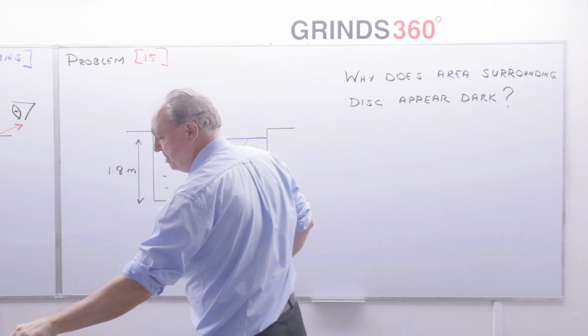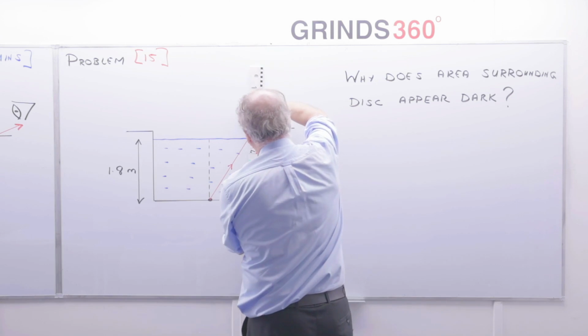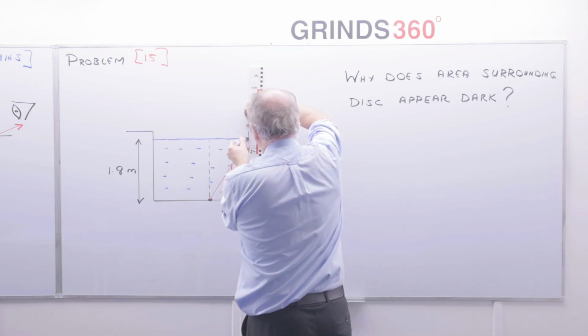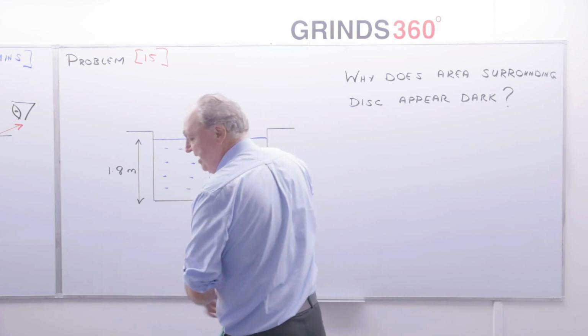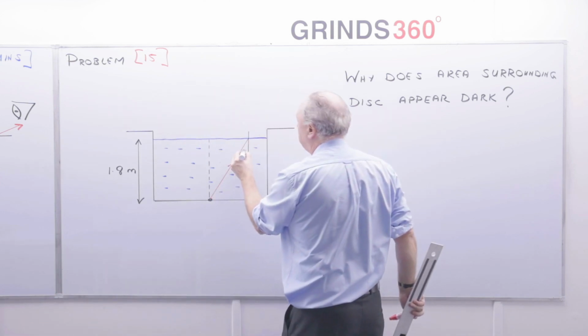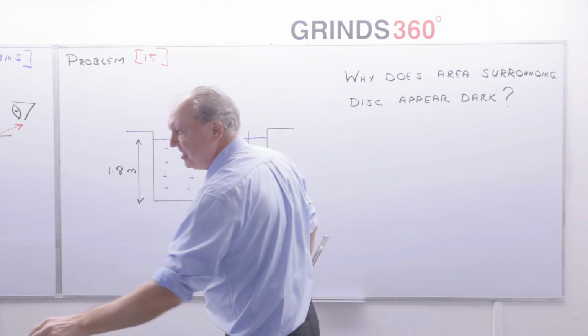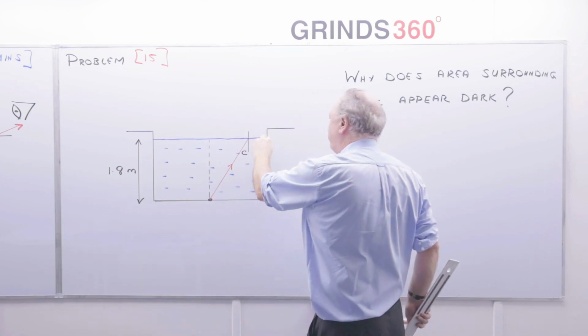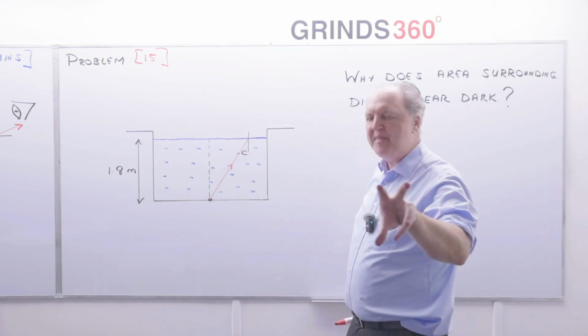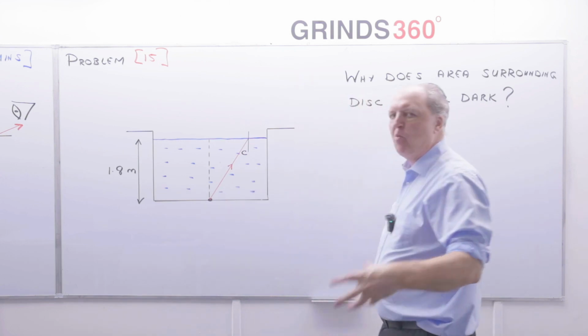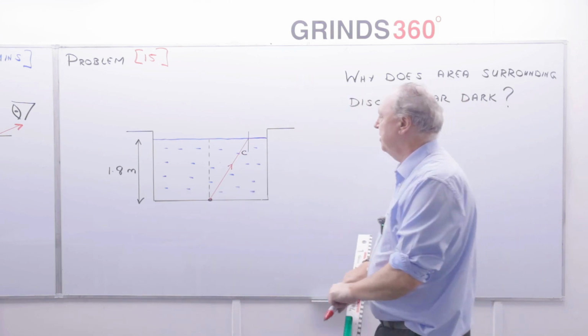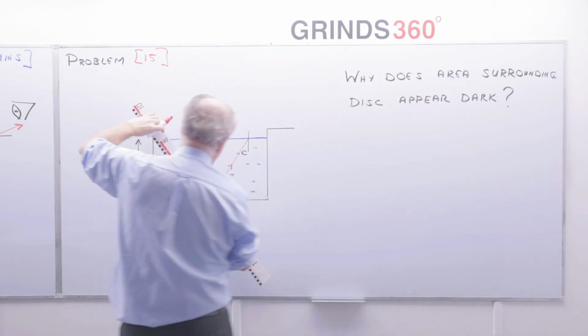Here's my normal. And let's say that angle of incidence there is the critical angle. Well, that light will not escape. The angle of refraction will be 90 degrees. If you go beyond that, then the rays of light will bounce back into the pool. So they won't emerge to be seen. Go on this side as well.